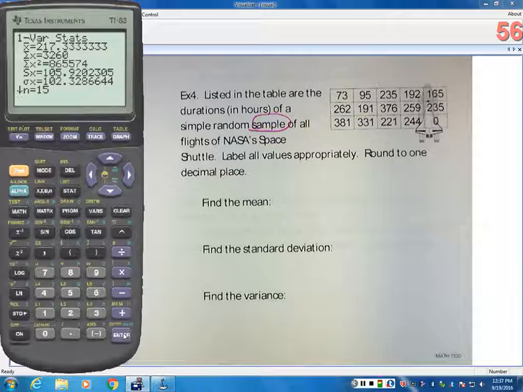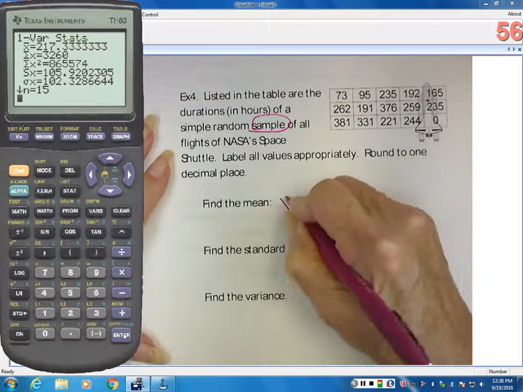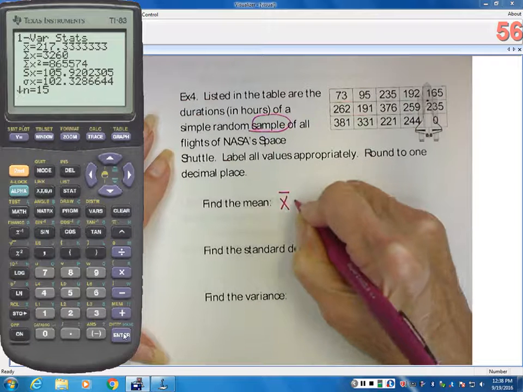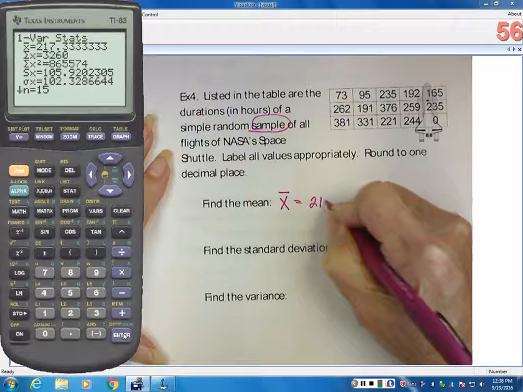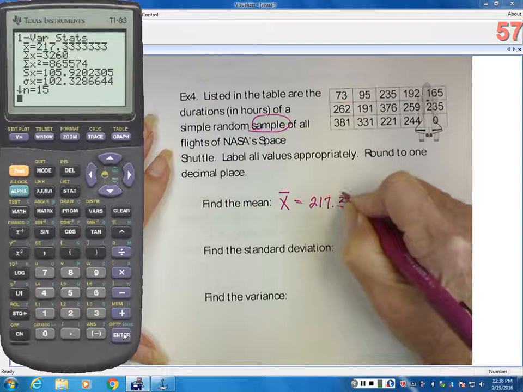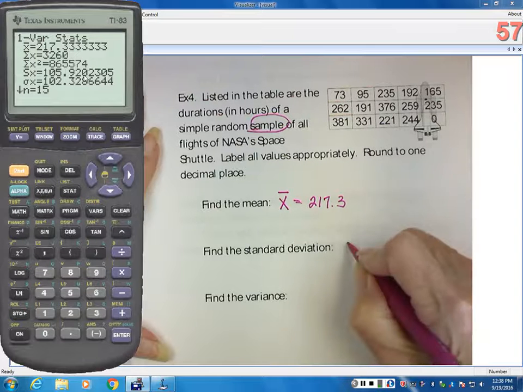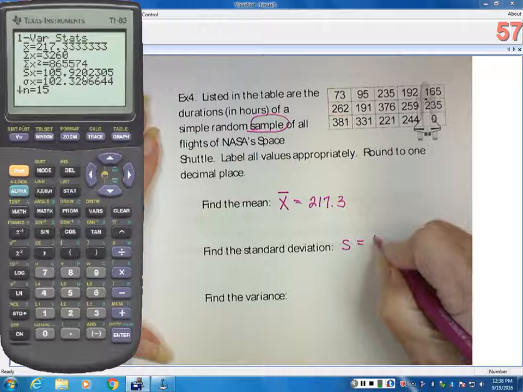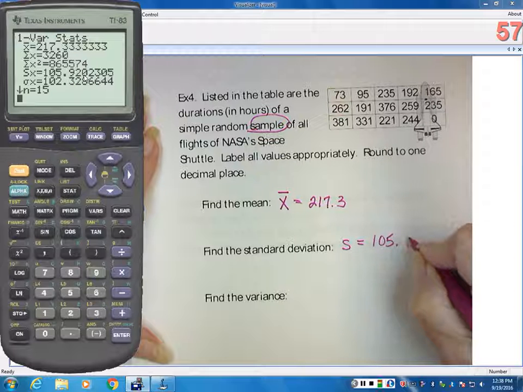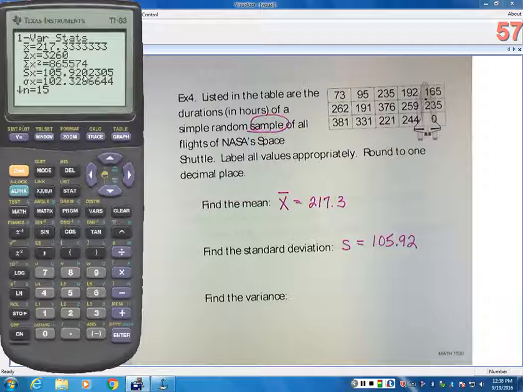And the mean is 217.3, repeating. And that'll be X bar because it is a sample. And the standard deviation is going to be 105.92. Which is actually pretty large.